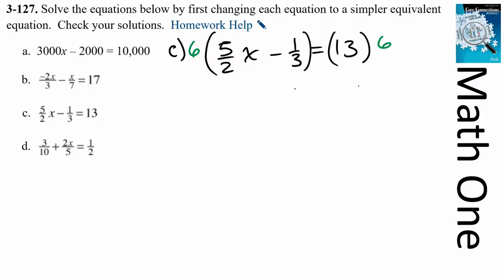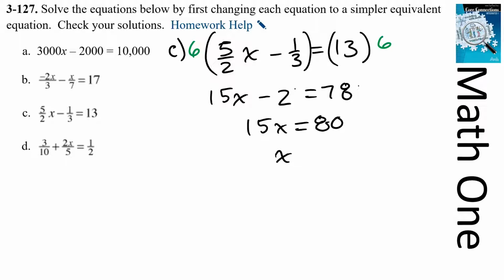6 times 5 halves is just the number 15. I've got 15x. 6 times negative 1/3 is minus 2. And then 6 times 13 ends up being 78. So if I add 2 to both sides, we've got 15x equals 80, and therefore x is 80 divided by 15. And both of those can definitely be divided by, what, by 5? So if I divide both by 5, I know this is 3, and 80 divided by 5, oh, it's the number 16. So I get 16/3, and that's a nice answer.